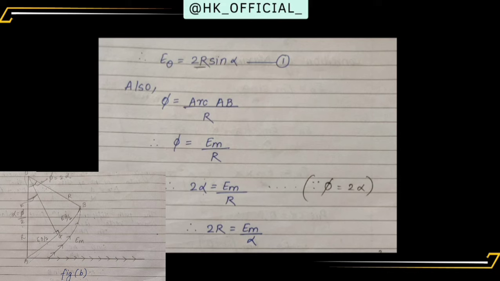Okay, so here in figure B, we just consider the first triangle and then we work out what sine theta is from that. So here we will get this equation, that is E theta is equal to 2r sine alpha. This is nothing but the first equation.